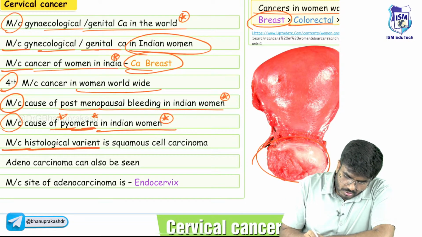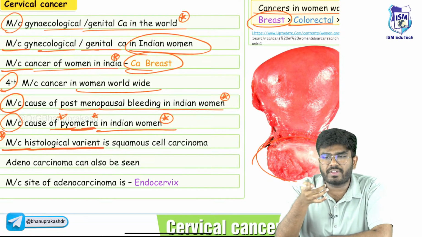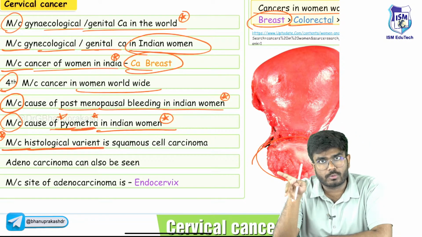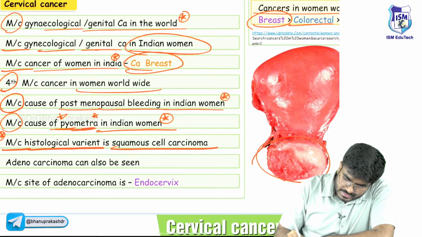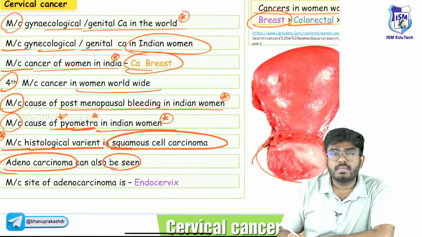The most common histological variant: I have told you there are two types of cervical cancer. One is squamous cell carcinoma and the other is adenocarcinoma. The most common variety is squamous cell carcinoma. Adenocarcinoma is also seen, yes, we have discussed.